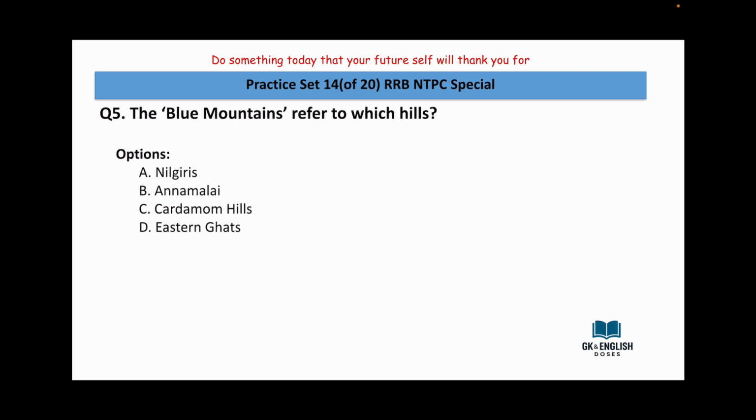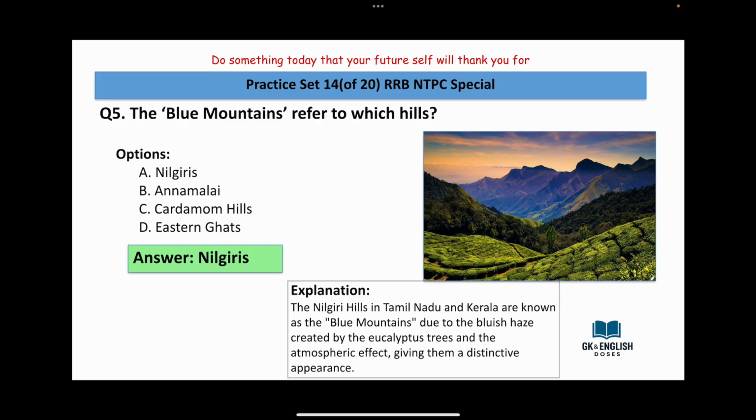The Blue Mountain refers to which hills? Nilgiris, Annamalai, Cardamom Hills, Eastern Ghats. And the answer is Nilgiris. So the Nilgiri Hills in Tamil Nadu and Kerala are known as the Blue Mountain due to their bluish haze created by the eucalyptus trees and the atmospheric effect, giving them a distinct appearance.